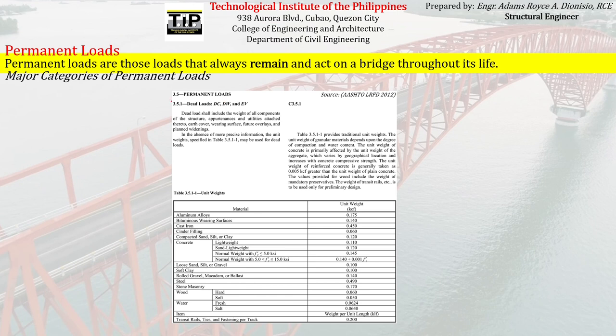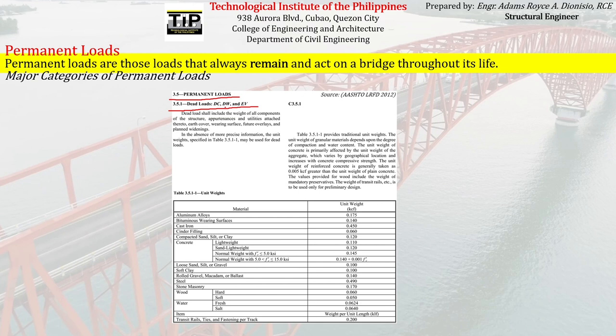Which talks about permanent loads in general. But if you want to find the particular magnitude of dead loads, you can just refer to section 3.5.1, because that particular section of the code talks about dead loads. Okay, in AASHTO or even in DGCS, when we specify dead loads, we usually use the notation DC or DW or EV. So those are all dead loads.